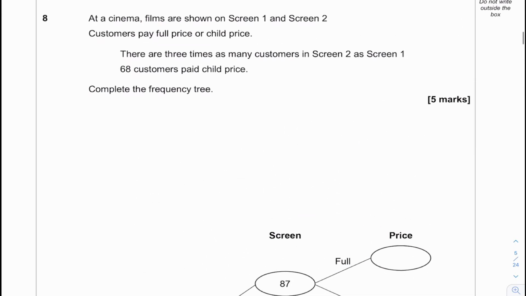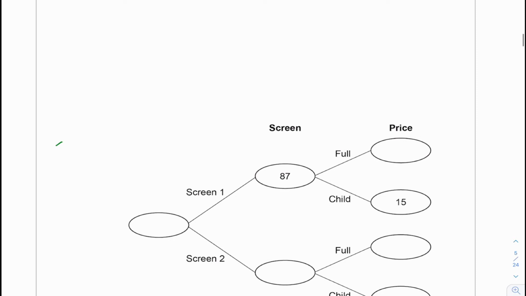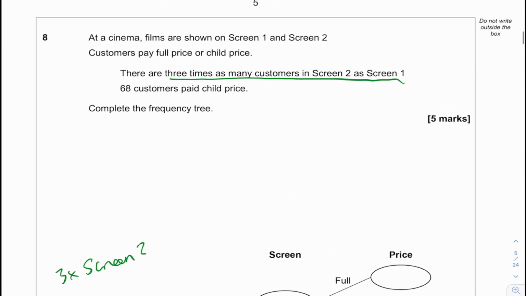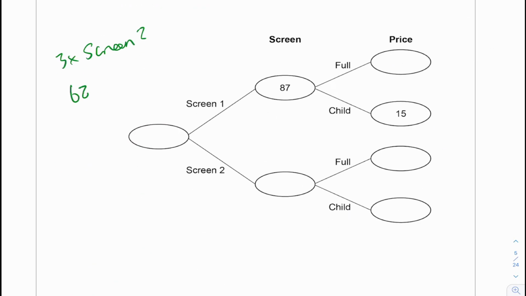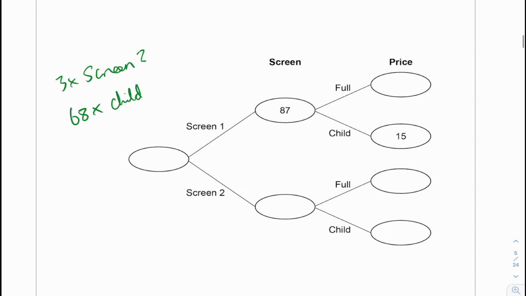Okay, so the key bit of information is that there are 3 times as many customers in screen 2 as screen 1, so I'll just say 3 times screen 2. And then what else? 68 customers paid child price, so 68 child. So then we just need to complete our table using this information.